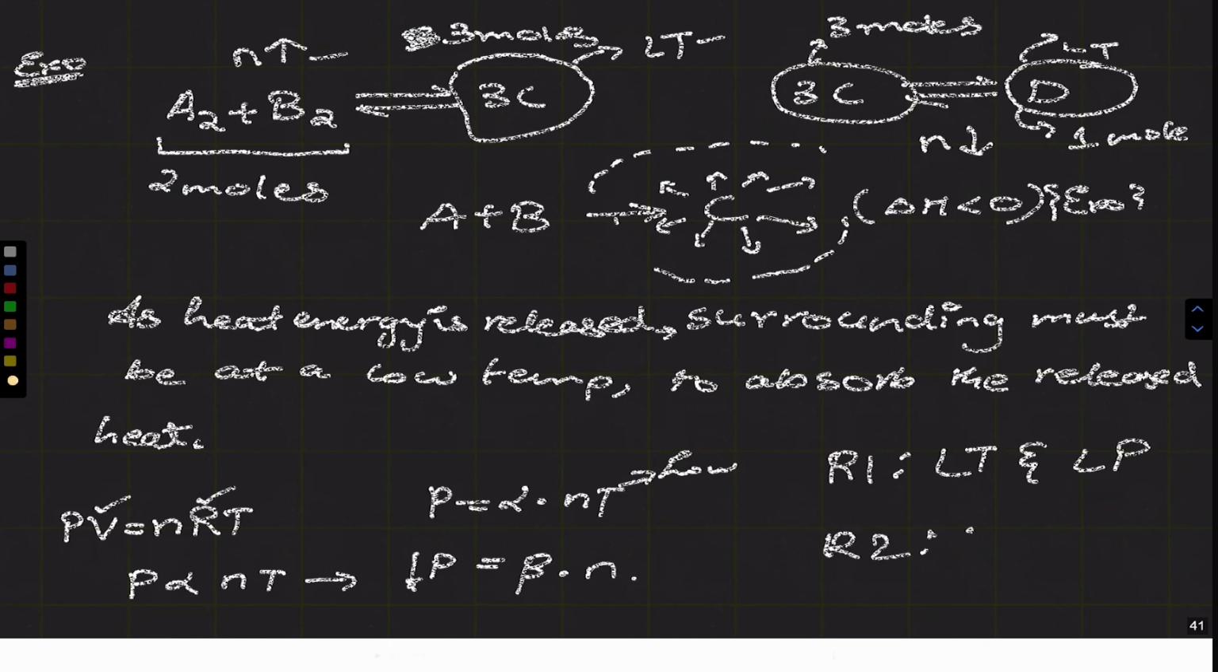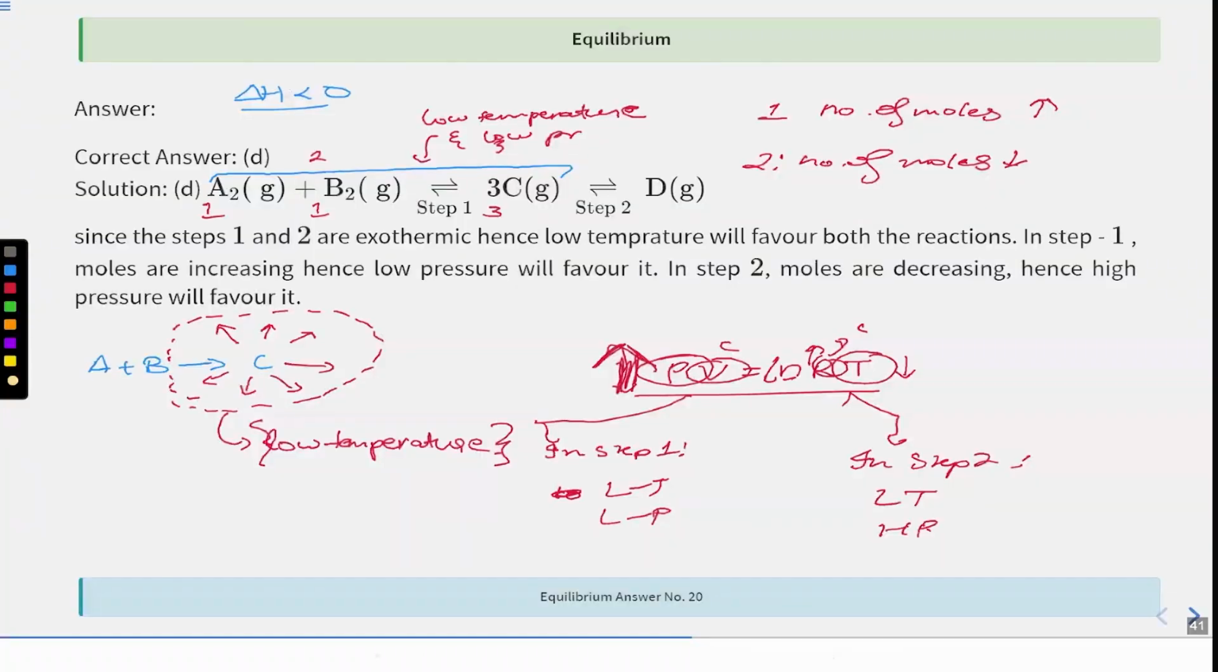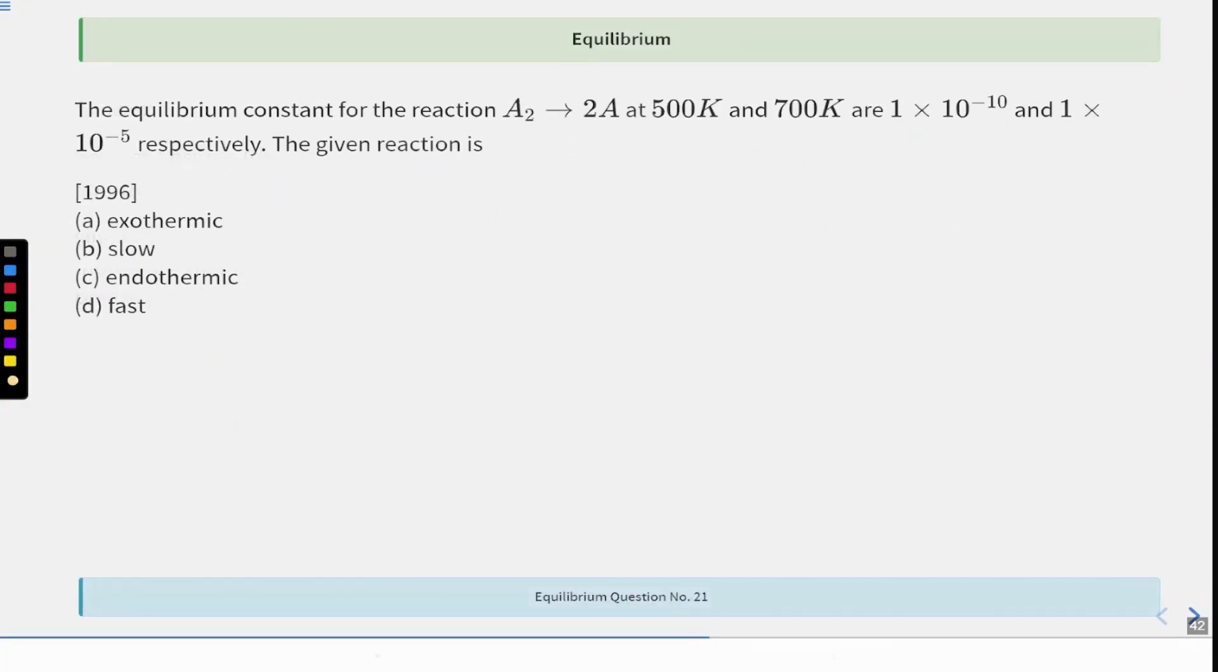And in reaction 2, we have low temperature and high pressure. I hope this makes a bit of sense to you, what we have written over here for this question. Let's continue with this. Now we have an equilibrium constant for a given reaction, A2 gives 2A, at 500 Kelvin. So this is one reaction. Let's call this R1. And at 700 Kelvin, it is this and this respectively.